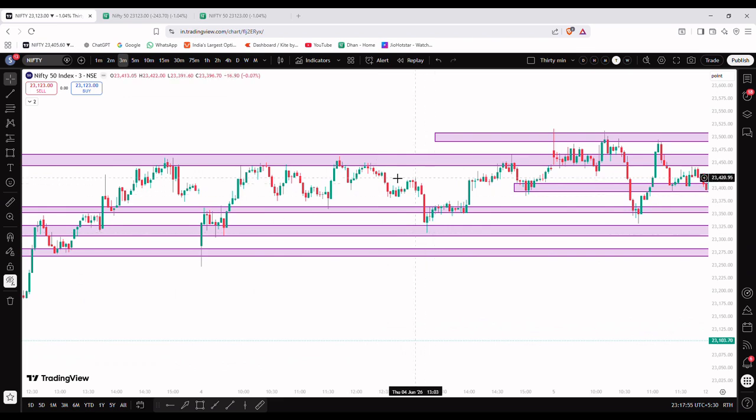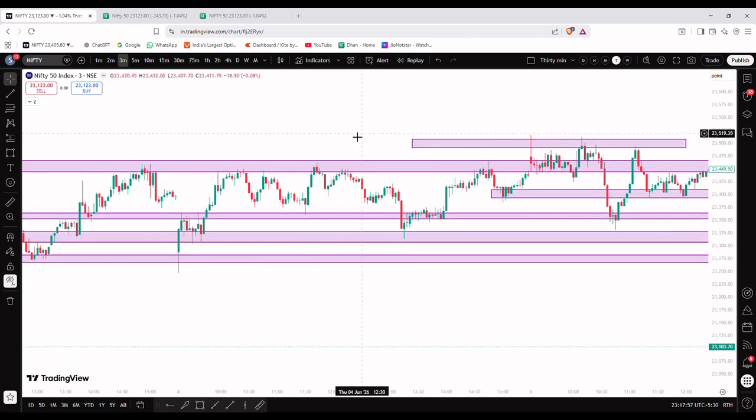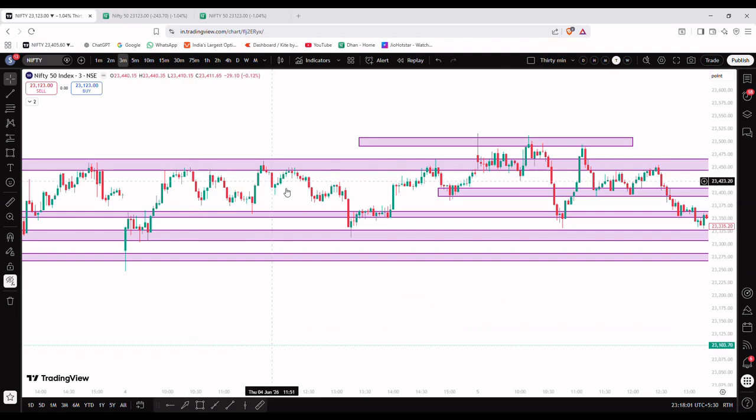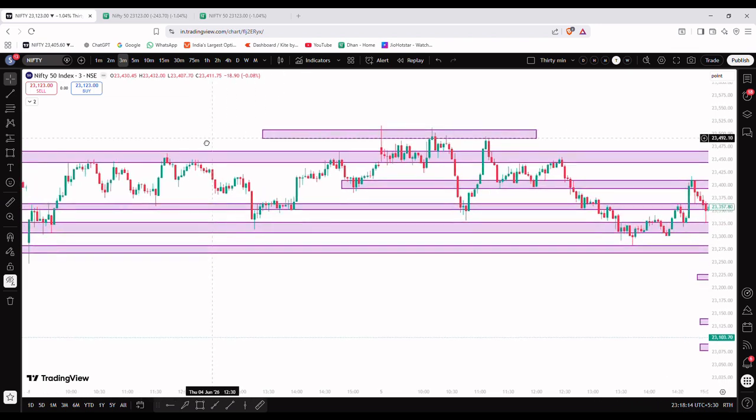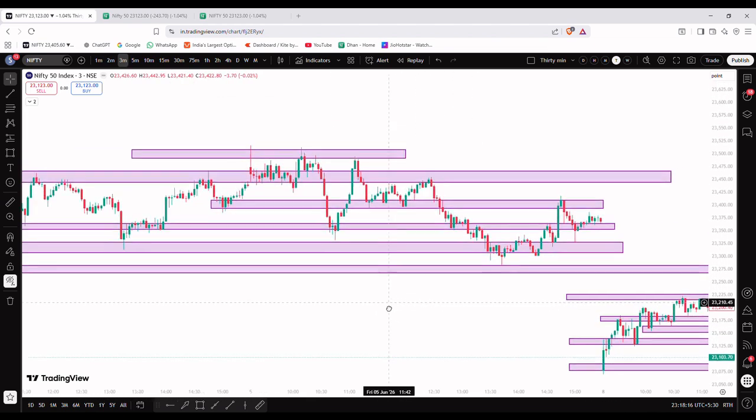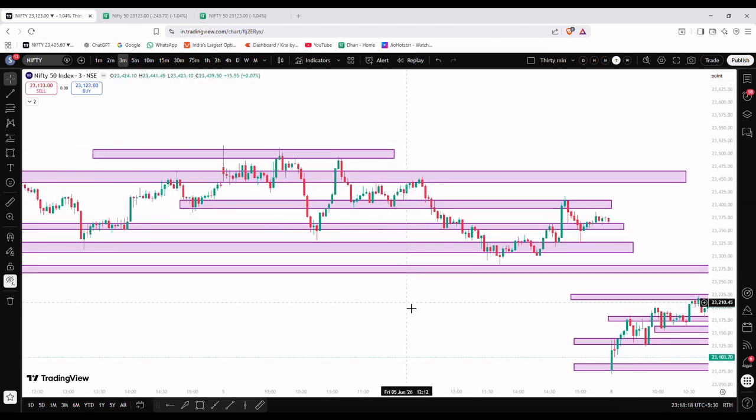So this chart that you're seeing on the screen is of the fourth, and we were able to capture nearly 500 plus points, and I even played that replay and showed you guys how exactly I do scalping. Now let us understand what happened on the 5th, that is last week Friday.